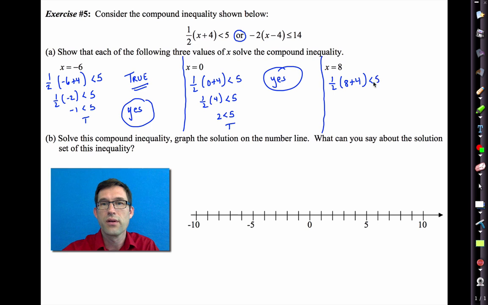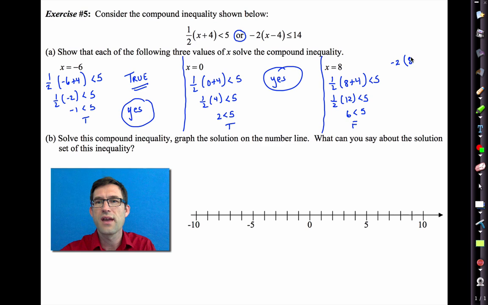That would seem weird. Let's see. 1/2 of 12 is less than 5. 6 is less than 5. No, that's false. Now that doesn't mean it's overall false. It just means that part of it's false. Let's see the other part. It's the first time I have to test that.